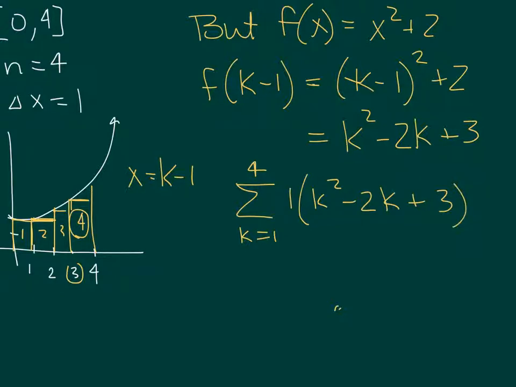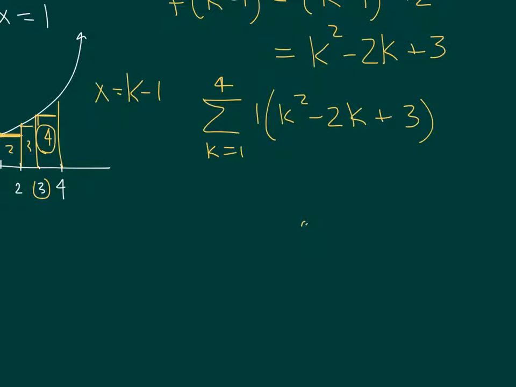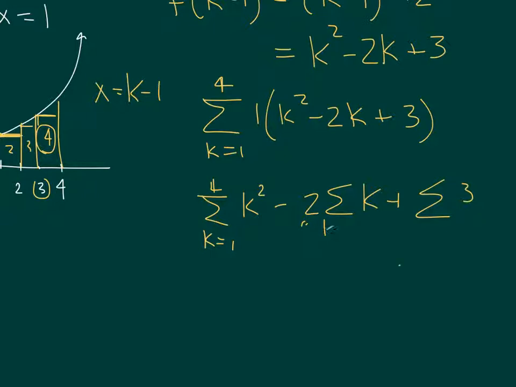Now let's use our sigma formulas. So I'm going to split this up. So this is going to give me sigma k squared minus 2 sigma k plus sigma 3. And again, let's do this correctly because notation is important. K goes from 1 to 4.